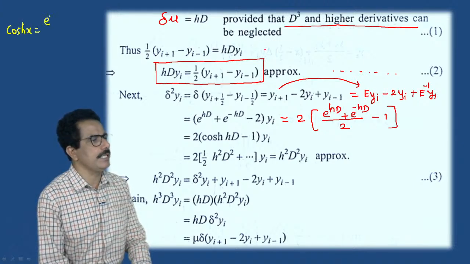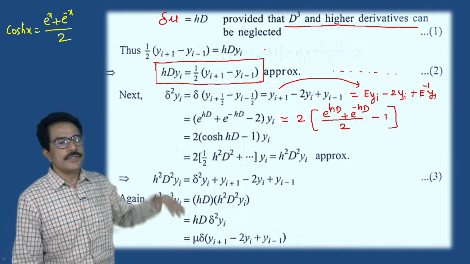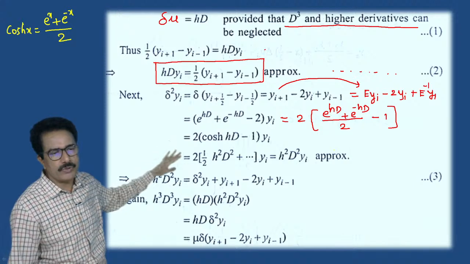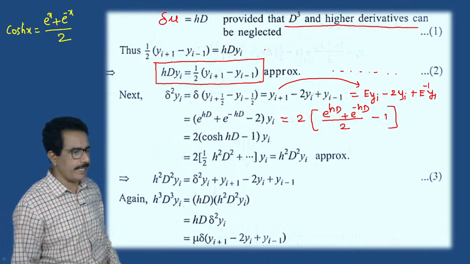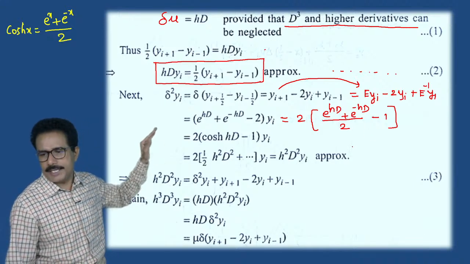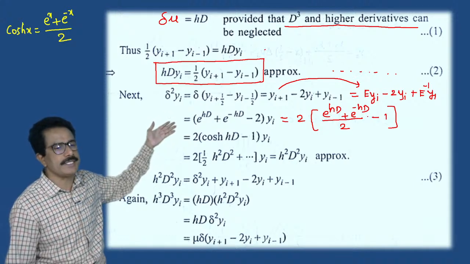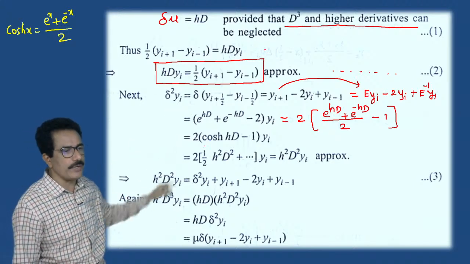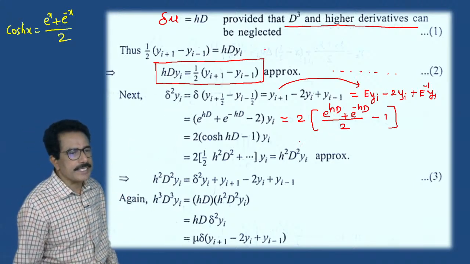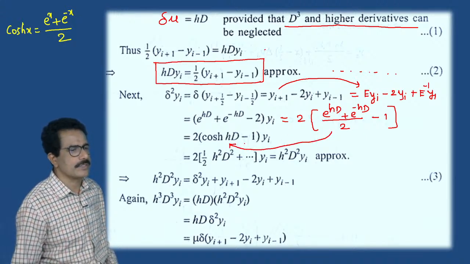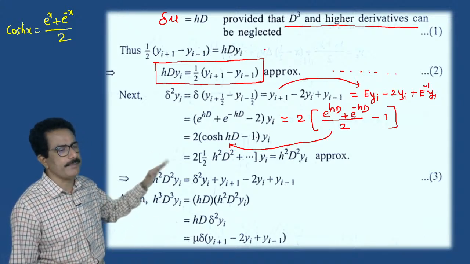cosh x equals e raised to x plus e raised to minus x divided by 2. So we can write e raised to hD plus e raised to minus hD upon 2. Okay. So we can write e raised to hD minus e raised to minus hD upon 2 is cosh of hD. We have replaced cosh here; we can replace this as a cos of hD, 2 times cosh hD minus 1.